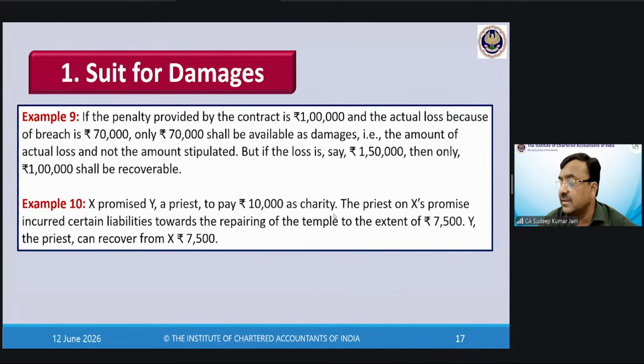In example 10, this we have also discussed, and we will also discuss in the next unit. Gift, charity. In unit number 2, we discussed that X promised the priest payment of 10,000 as charity, and on this promise the priest incurred some expenses for the repair of the temple, that is 7,500, so he can claim the 7,500 from Mr. X.